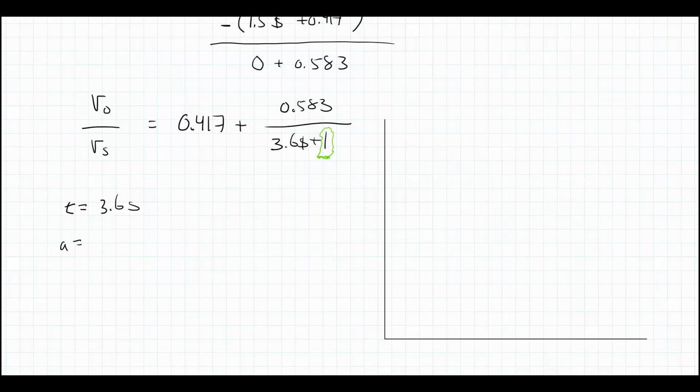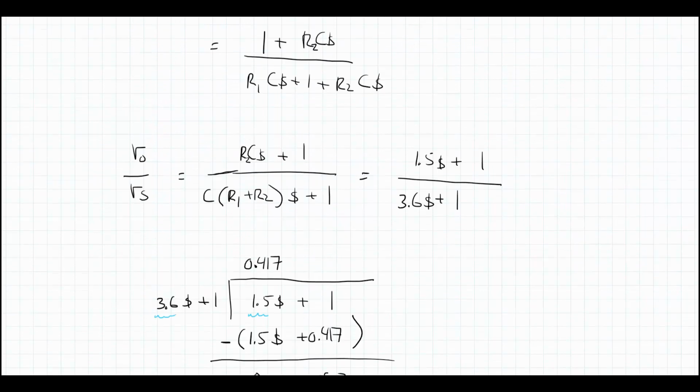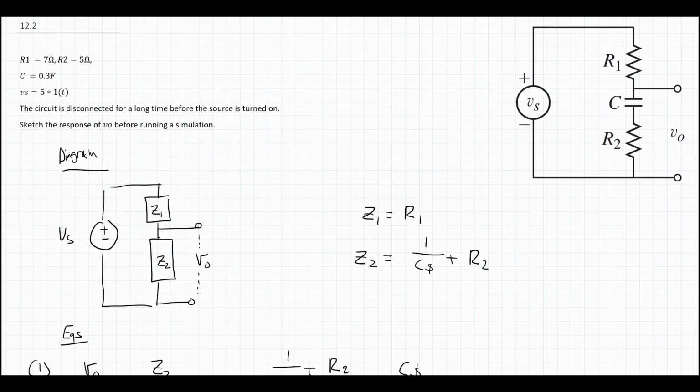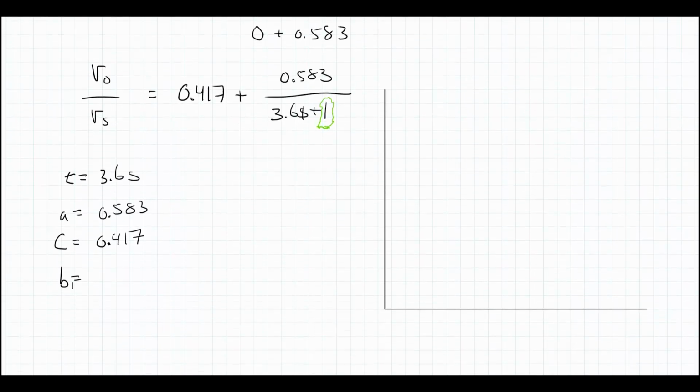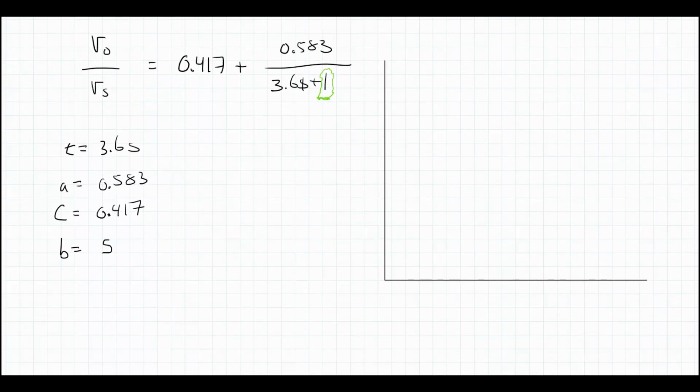Our a is 0.583. That's the numerator of the fractional part. Capital C, the whole number part in front, or the constant out in front, is 0.417. And then B, the amplitude of our input, is 5 volts DC. We're working in base units, so that's going to be 5 volts. All right, so now these 4 parameters are enough to get a sketch of our system.